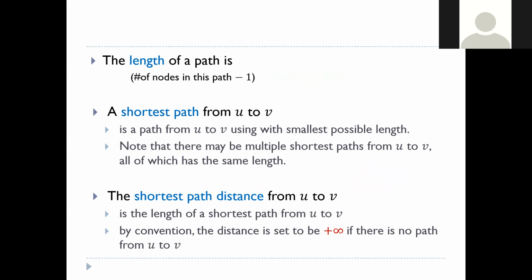Now, also by convention, if there's no path from U to V, so basically V is not reachable from U, then we set the shortest path distance from U to V to be infinity. That's just the convention.